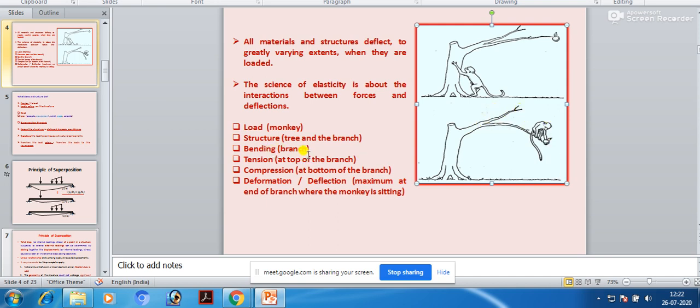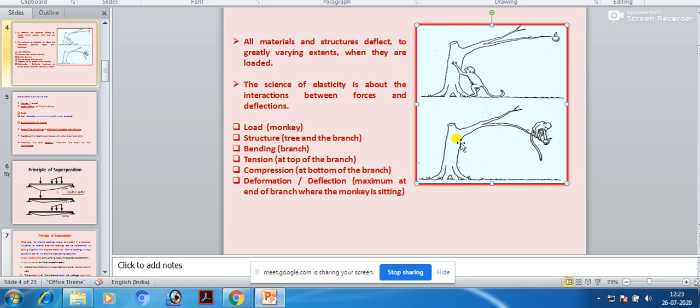Now what is happening? The bending is happening to the structure. You see, this branch of the tree is getting bent. You have studied bending in your solid mechanics course, bending moment and shear force, right? Now because of this bending, what is happening? You see, the top portion of the branch is getting under tension, whereas the bottom portion of the branch is getting under compression, just like a cantilever beam.